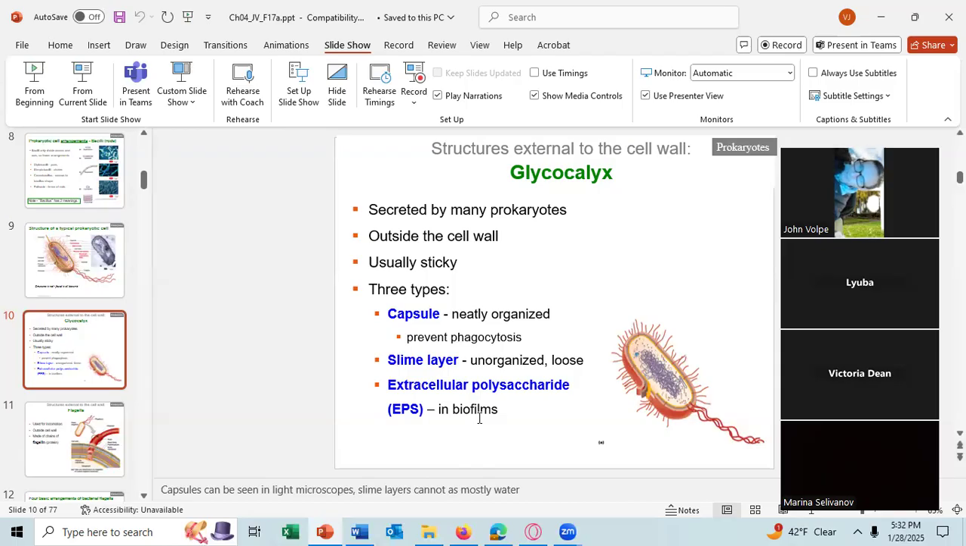And cells that are in biofilms are usually much harder to kill than cells that are outside the biofilm, meaning an antibiotic can very readily kill all the cells of a certain species that does not grow in a biofilm. But once it starts growing in a biofilm, that same antibiotic may not be able to remove all of the bacteria that cause the initial infection. All right, any questions about the glycocalyxes?